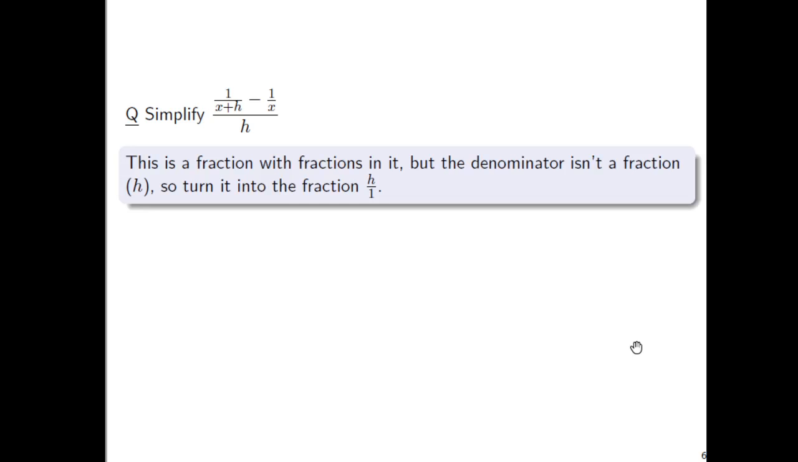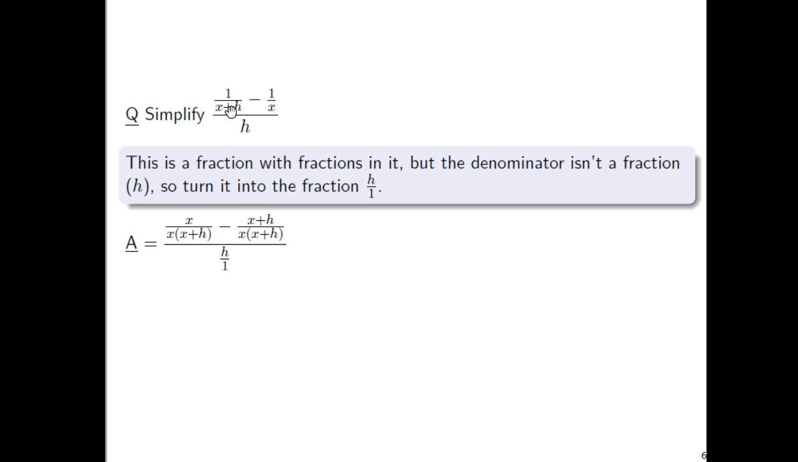So here's another example. The numerator is 1 over x plus h minus 1 over x, and the denominator is just an h. So this is a fraction with fractions in it, although the denominator doesn't look like a fraction, it's just h. So let's even turn the denominator into a fraction so that it fits our format better. The denominator, which used to say h, is now h over 1.